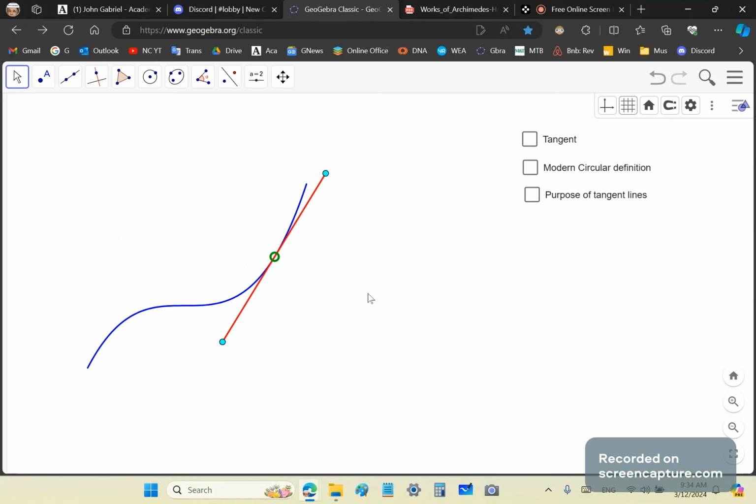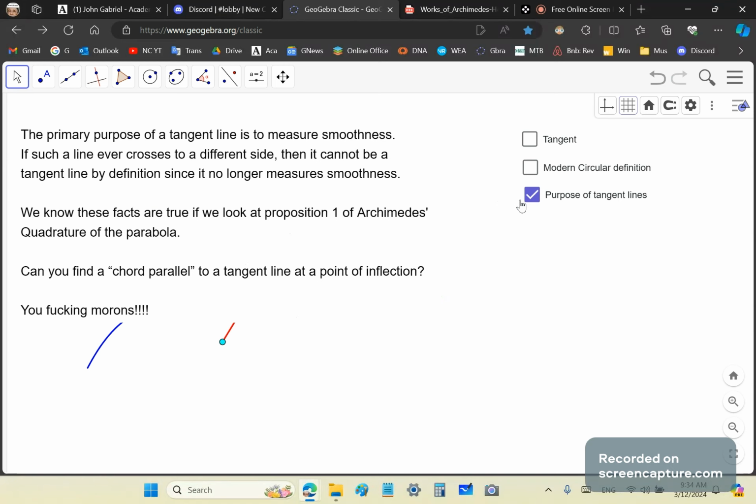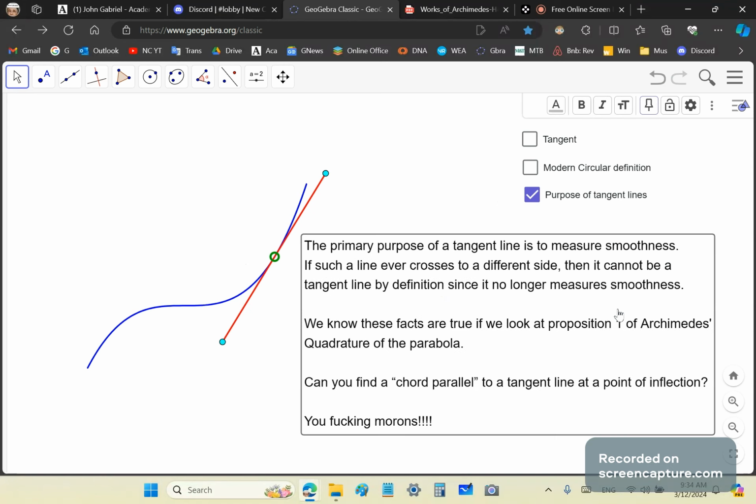Today I'm going to talk about what it means to be a tangent line, okay? And where did we get these ideas from? So, first of all, let's discuss what is the purpose of a tangent line. Okay, so the purpose of a tangent line is to measure a curve's smoothness.